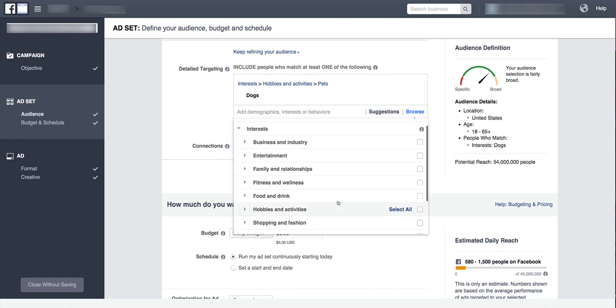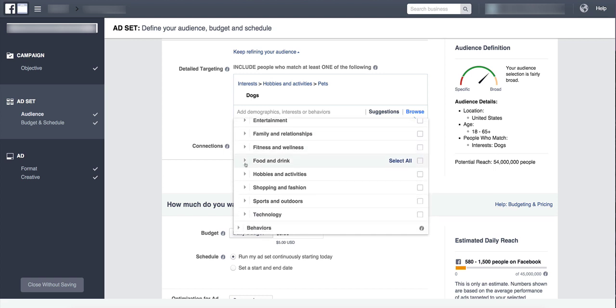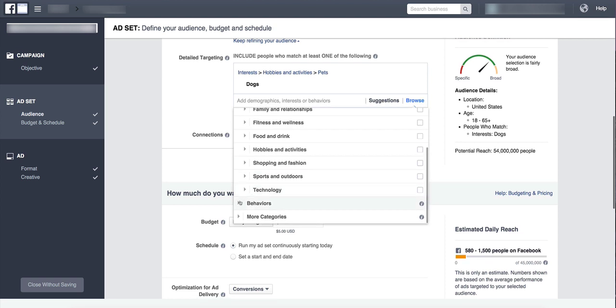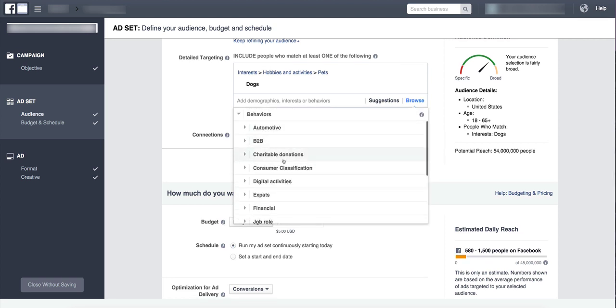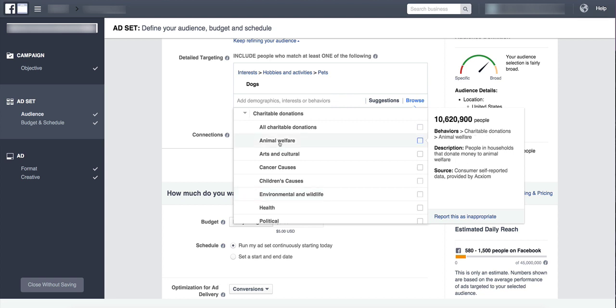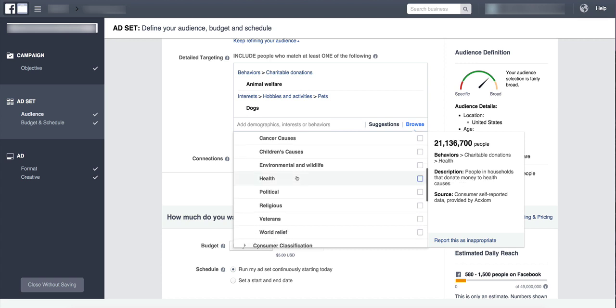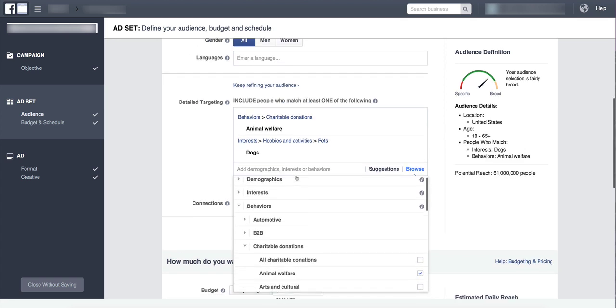So for instance, if you're doing broad targeting on a broad keyword like dogs, but you want to narrow it down as best you can, you can come down here to behaviors, charitable donations. You could target animal welfare organizations, people that have donated to animal welfare type organizations. Let's see what else we can do here.